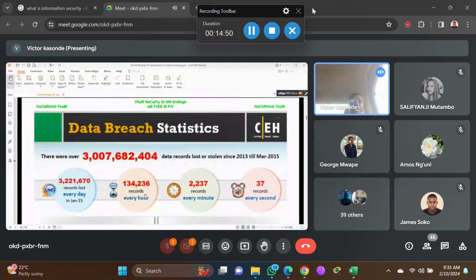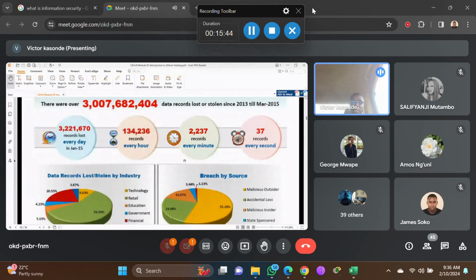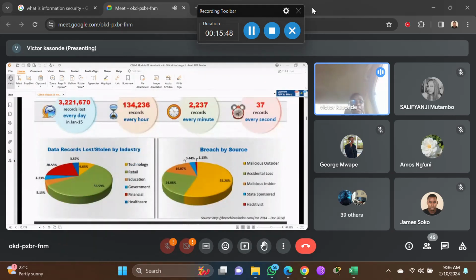So here we have data breach statistics. We have 3 million data records lost or stolen from 2013 till March 2015. This is the data record lost or stolen from that period, from just 2013 to 2015. Remember, that is just 2 years. So we are saying 3 million records lost every day in January 2015. They are talking now again of every hour, what the trend was, every day, every second, what was happening. Here we are just trying to put you in gear. So data records lost or stolen by industry.